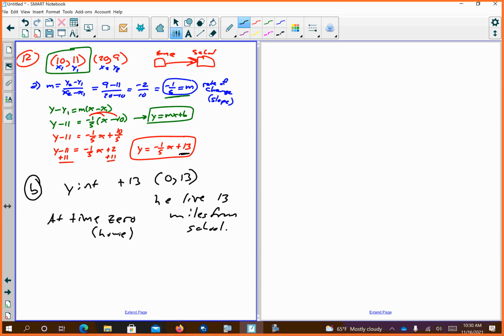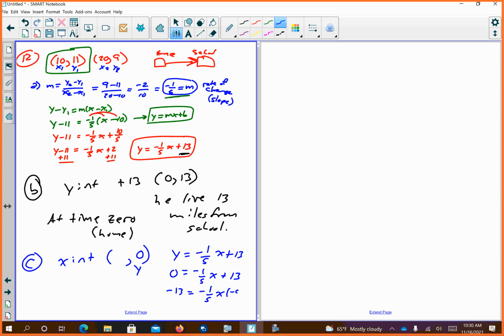What is the x-intercept and what does it mean in this problem? Ooh, this is a tougher one. And again, I'm not going to have this on the test. So the x-intercept means where my y is 0. If I plug into my equation, I have this. And if my y is 0, then subtract 13. Multiply both sides by negative 5. 5 times that is going to give me 65 equals x.